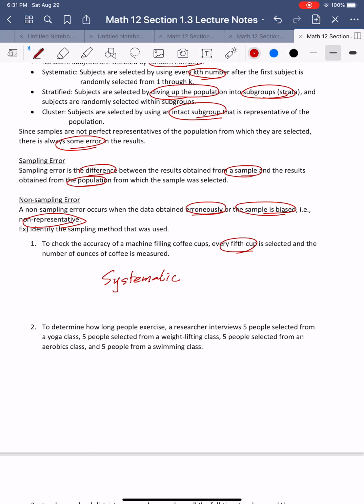Number two: determine how long people exercise. A researcher interviews 5 people from the yoga class, 5 people from the weightlifting class, 5 people from the aerobics class, and 5 people from the swimming class. So they're making 4 subgroups. This is going to be stratified.